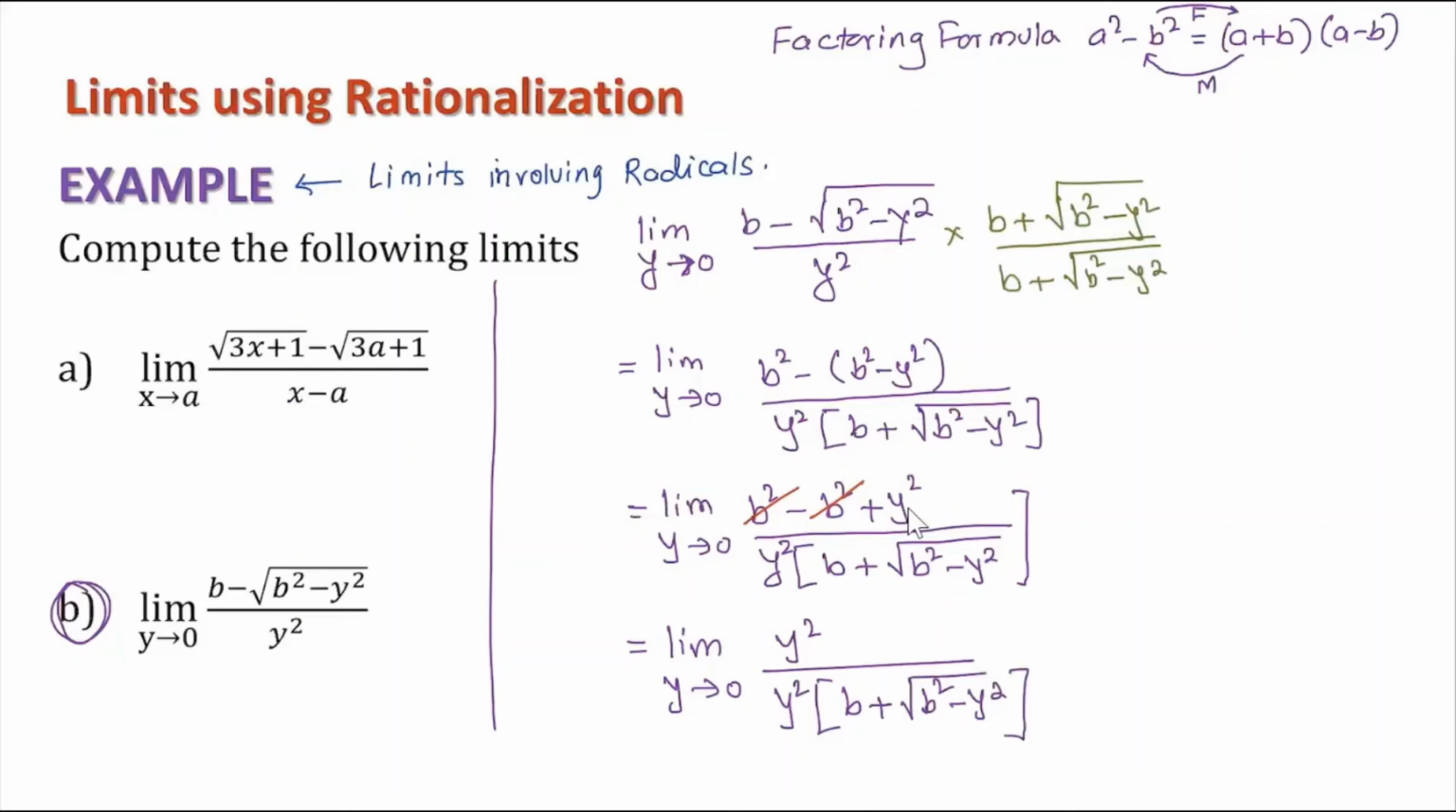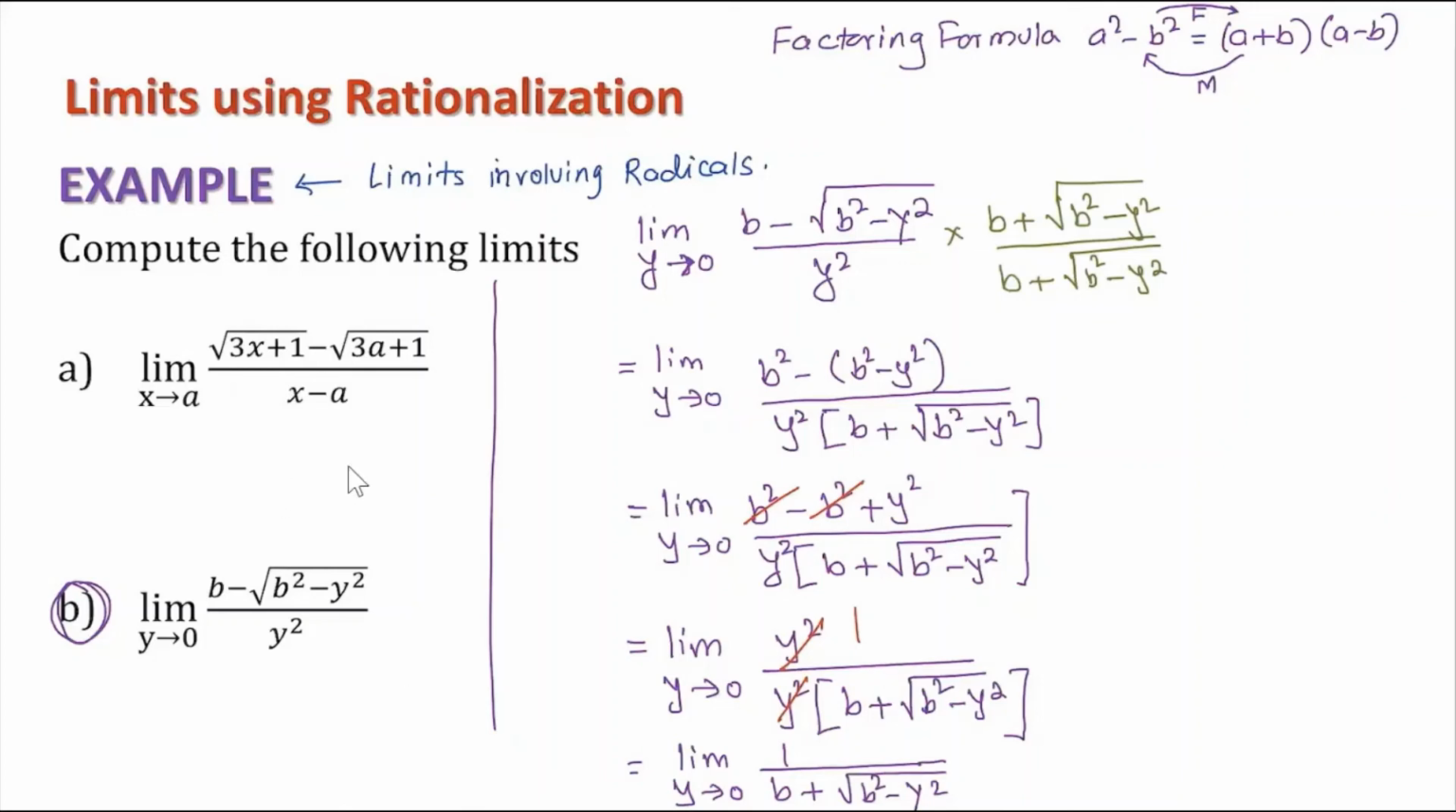So now you can clearly see this y squared gets cancelled because you have y squared in the numerator and y squared in the denominator. There is no plus or minus sign, so you can cancel. So y squared divided by y squared, that is 1. So what we get, if we rewrite this, is the limit as y approaches 0 of 1 in the numerator, and in the denominator you have b plus the square root of b squared minus y squared. So that's what we have in the denominator.